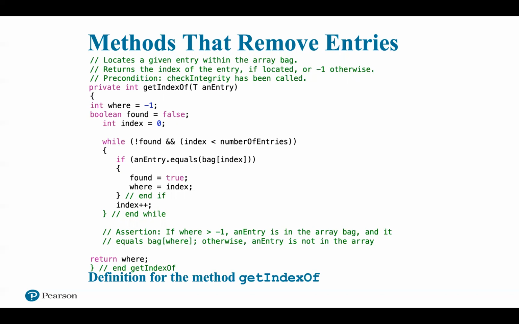And so the structure to revise a previous loop for use in getIndexOf, we define an integer variable where we record the value of index where anEntry equals bag[index]. And so we can get the definition of getIndexOf. And so that's something that we have here.